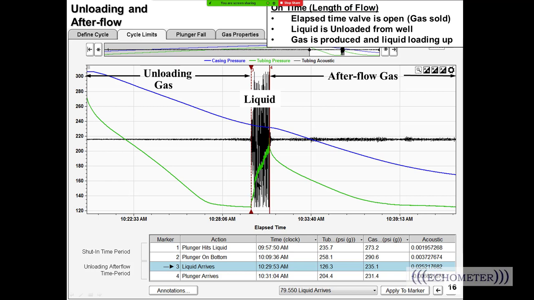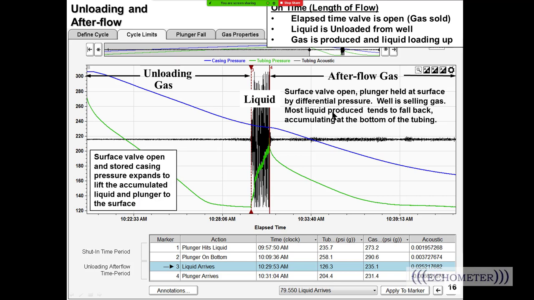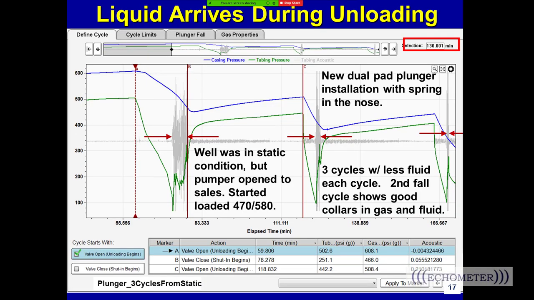Here's the tubing pressure increasing, and the plunger arrives right there at that little spike. Typically, almost always, there's a little spike in pressure when the plunger arrives, and the casing pressure sort of flattens out right there. This is the liquid unloading at the surface. Once the liquid unloads, the plunger is then held at the surface for afterflow, and after a period of afterflow, the cycle repeats. I think we just said all that, so I'll skip on to the next slide.